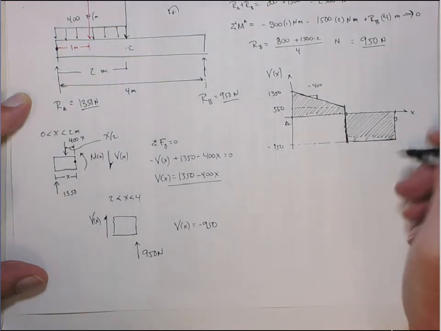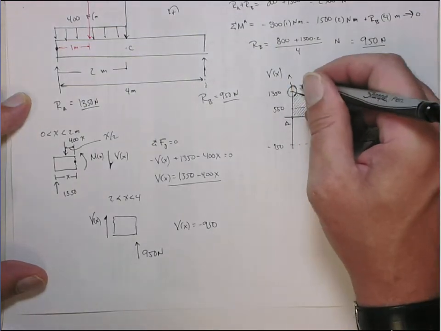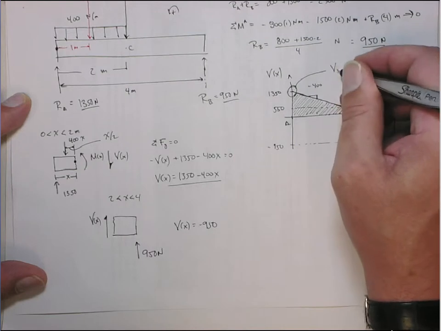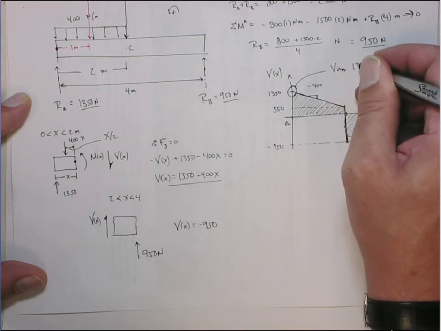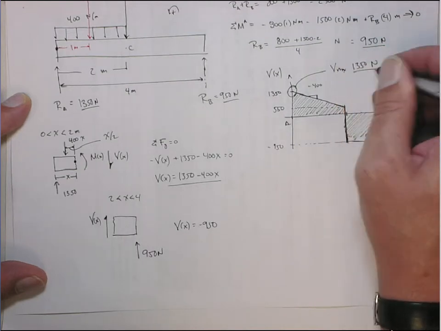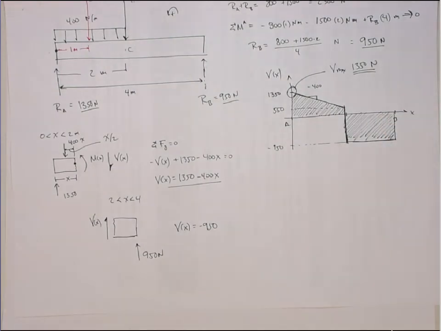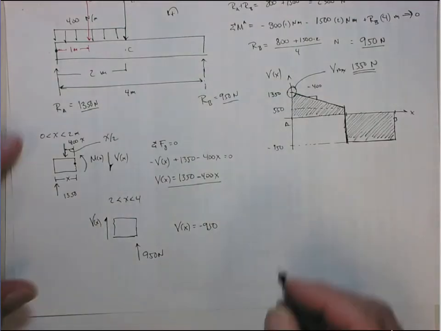So that tells me that the maximum absolute value of shear is right here. So the Vmax is going to be the 1350 newtons. That's the one we're going to design to. So point A is the critical location. That's where it'll fail first in transverse shear, right? That's where you'll have the maximum transverse shear. Okay, now we need to compute the I and the Q's, all right?